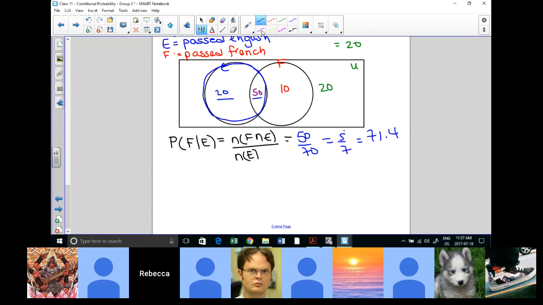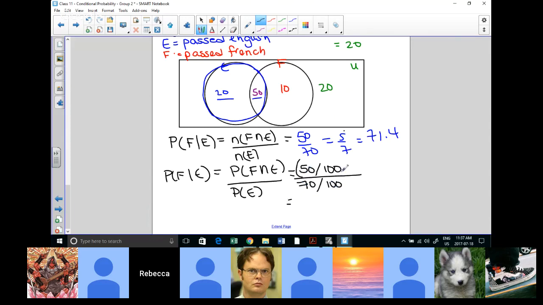So the other formula says that the probability of F given E is the probability of their intersection divided by the probability of English. I'm going to show you that you end up with the same thing. The probability of their intersection is 50 out of a total of 100. The probability of English is 70 out of a total of 100. If you type this in with brackets in your calculator, 50 divided by 100 in a bracket, divided by 70 divided by 100, also in a bracket, you get the exact same thing. You get 5 over 7, which is 71.4%.